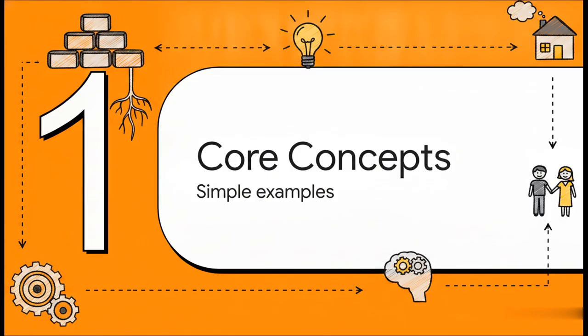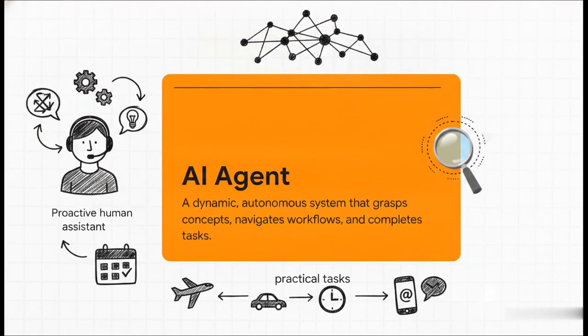Let's ground this in some really simple, relatable ideas. So an AI agent is essentially a dynamic, autonomous system that understands core concepts, navigates workflows, and actually completes practical tasks. To put that into perspective, think of an AI agent like a highly capable, super proactive human assistant. If you ask a standard digital assistant for the weather, it just says, "Hey, it's raining." But an AI agent, if you tell it you have a flight to catch, it doesn't just check the weather. It anticipates the traffic, automatically reschedules your ride to the airport to leave earlier, and even shoots a text to your boss saying you're in transit. It doesn't sit around waiting for every single microcommand. It actually understands your main goal and actively works on your behalf to make it happen.